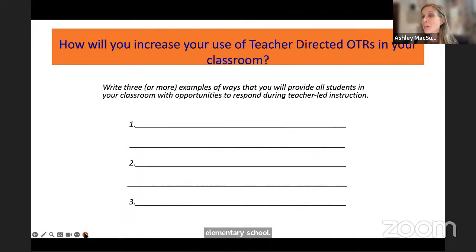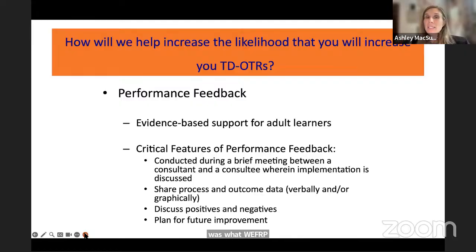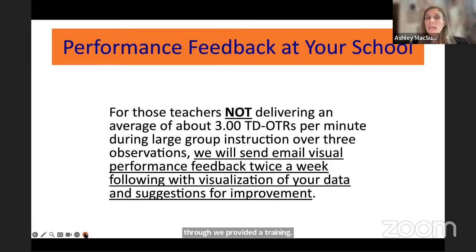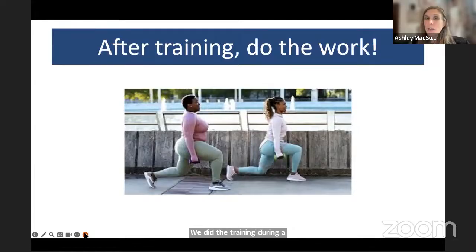So then we said, okay, how are you going to do this? Make your plan, figure it out. You can do it however you want, but think of something. Then we said, we're going to give you performance feedback. If you weren't the teacher that had already hit the goal that we established, we're going to give you some information about that. If you already hit it, you're not going to get that.